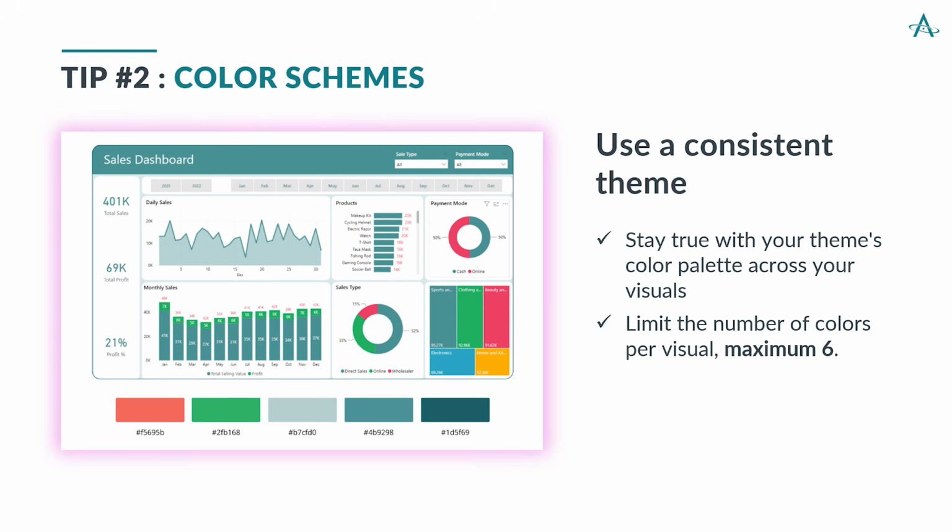Use a consistent theme. Ensure you stay consistent with your theme's color palette across your visuals, and limit the number of colors per visual, maximum 6. In the example above, we remained consistent with the use of color across our visuals, but also limited the amount of color used as to not overwhelm users.